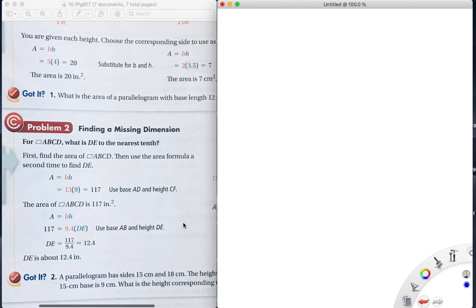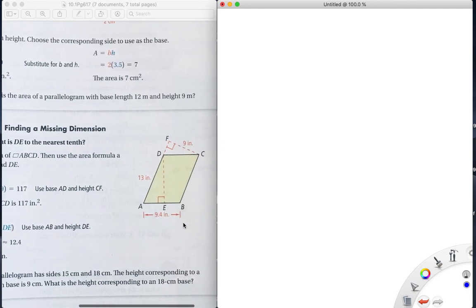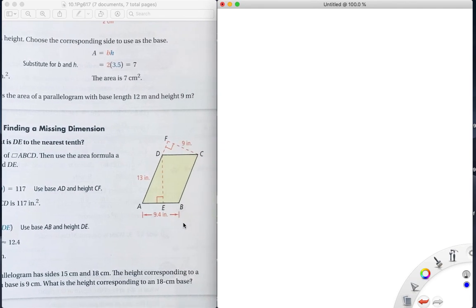So for number 2, the practice problem that they have, they want to know the distance DE for this parallelogram. So this DE is the height, and it's the height for the base of AB. Why? Because it forms a 90-degree angle with AB. So they give us AB, they don't give us DE. However, we have the 13 inches on the other side, and they give us the height for the other side.